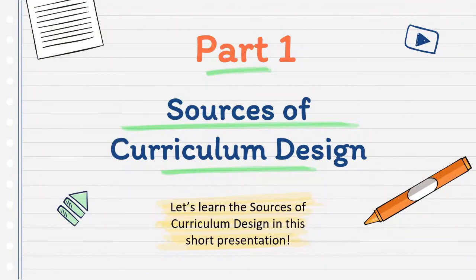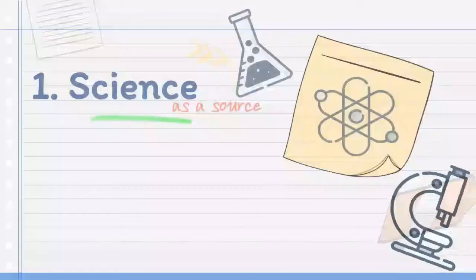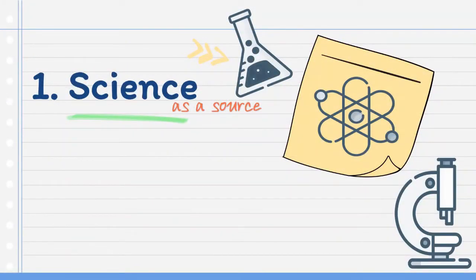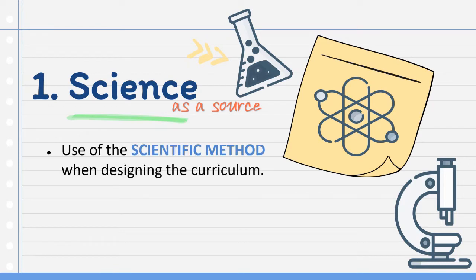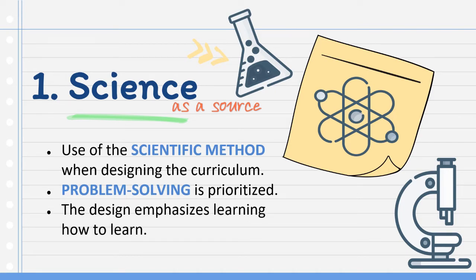Part 1. Sources of curriculum design. Let's learn the sources of curriculum design in this short presentation. Number 1. Science as a source. Some curricular workers rely on scientific method when designing curriculum. Their design contains only observable and quantifiable elements. Problem solving is prioritized. The design emphasizes learning how to learn.